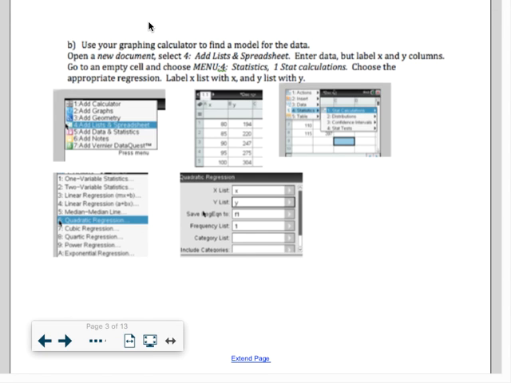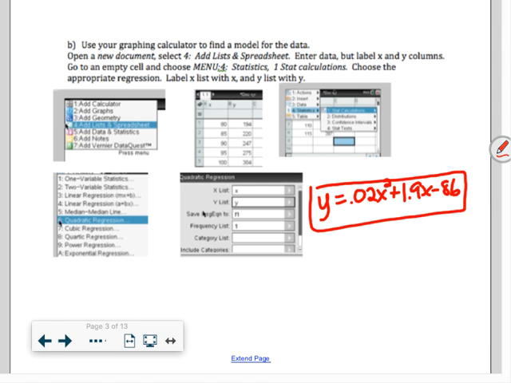Here's my model. Y equals 0.02x squared plus 1.9x minus 86. Okay, anybody need help with the buttons and doing the regression? Is this coming back to you from last year? All right, when you're ready, flip the page and we're going to answer 2 questions.